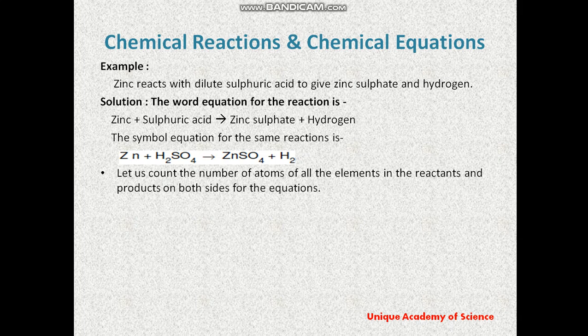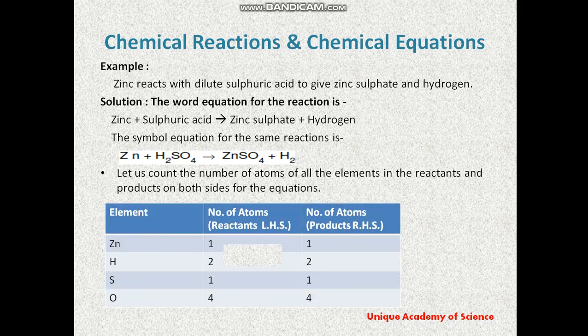Okay, now here we can calculate the total number of atoms of all the elements in the reactants and the products on both sides. In this equation, the total number of atoms on the left hand side is for the reactants, whereas the number of atoms on the right hand side is for the products. Here you can see that Zn (zinc), hydrogen, sulfur and oxygen are used.